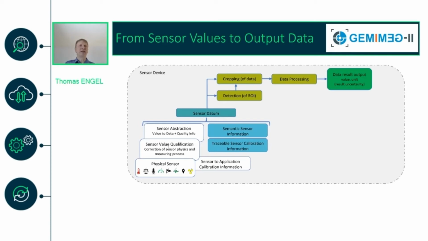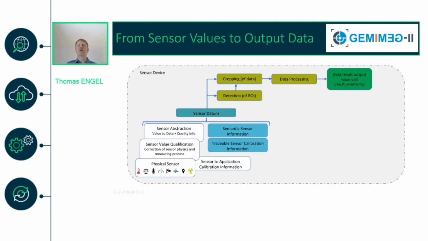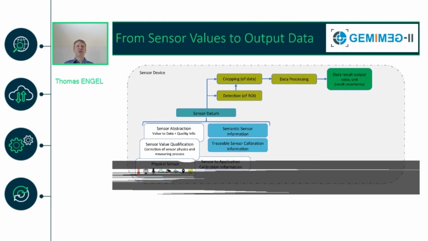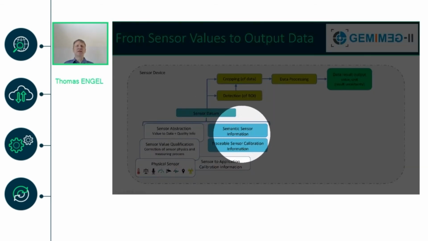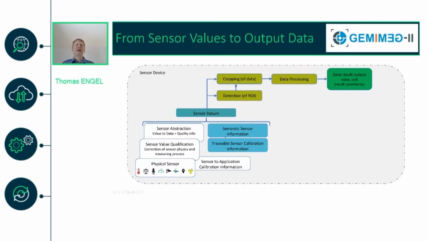And in the end, we also might have the sensor abstraction here, where we convert the measured sensor values to data plus some quality information on the data to make it a bit more abstract for the later utilization. And in order to make it transparent, there might also be some further blocks here on the semantic sensor information plus the traceable sensor calibration information. And all of this here, of this lower group, is brought together and just here for the sake of simplicity named sensor datum. Then the data can be cropped, or all the data can be used, or regions of interest in the data can be used.